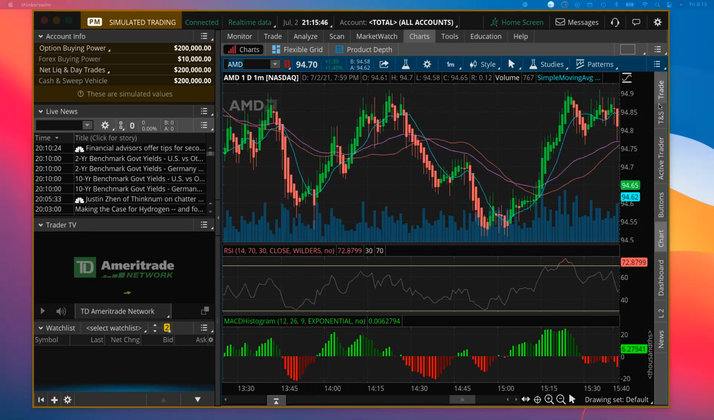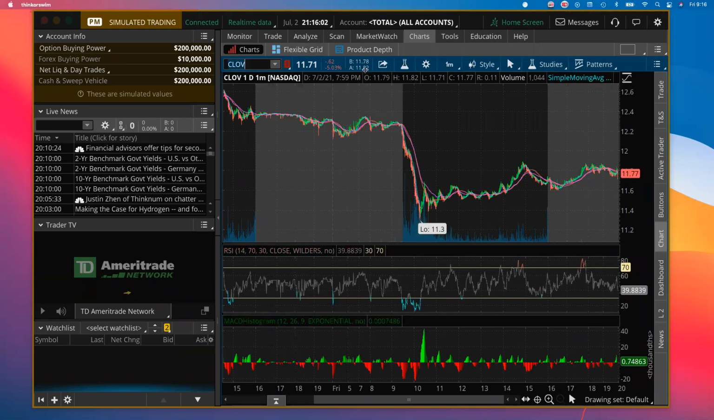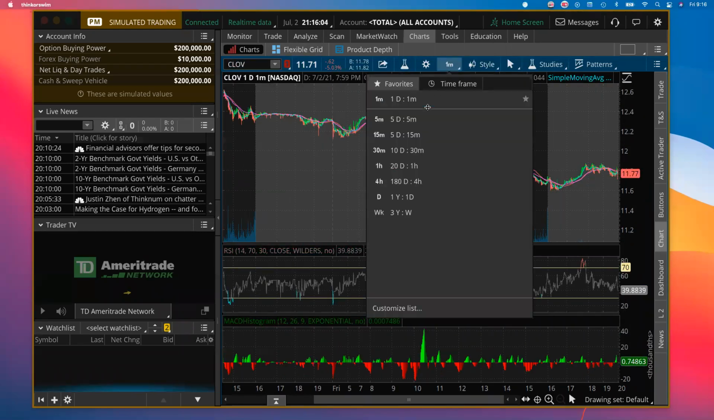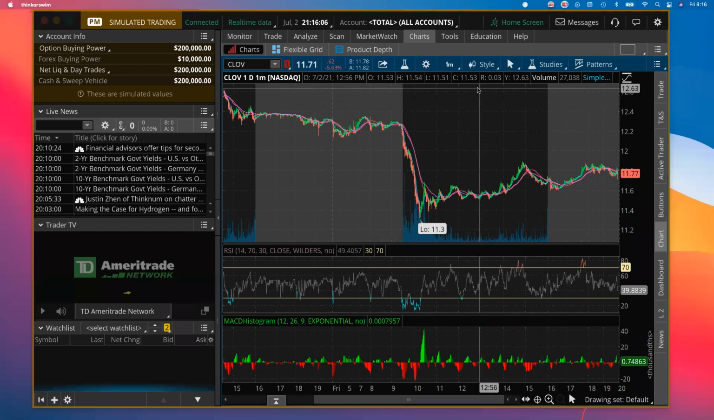Now, aside from that, the next thing you want to go into is pattern setup. So what I'm going to do is show you guys the easiest pattern setups for beginners. We'll use a simple CLOV stock. We're going to go to a 1 day, 1 minute time frame.